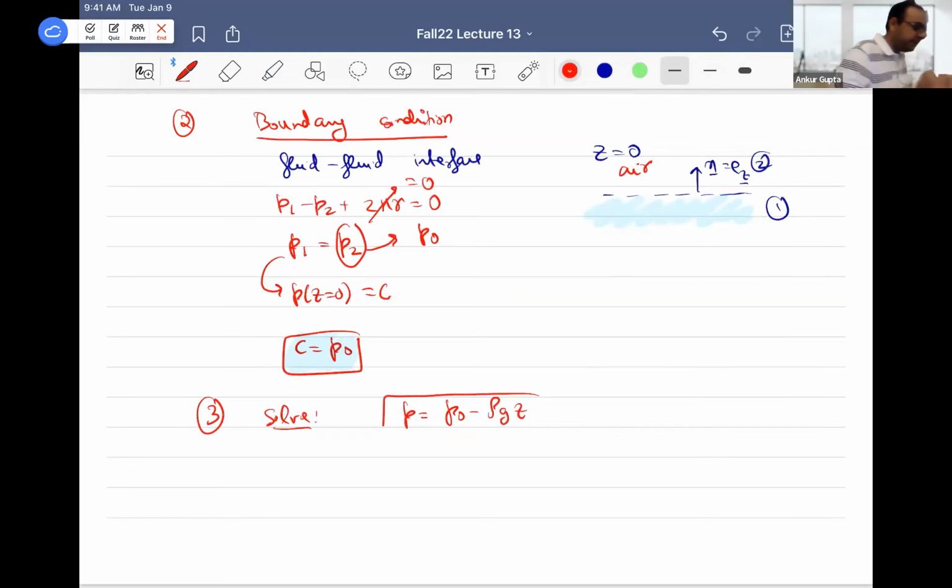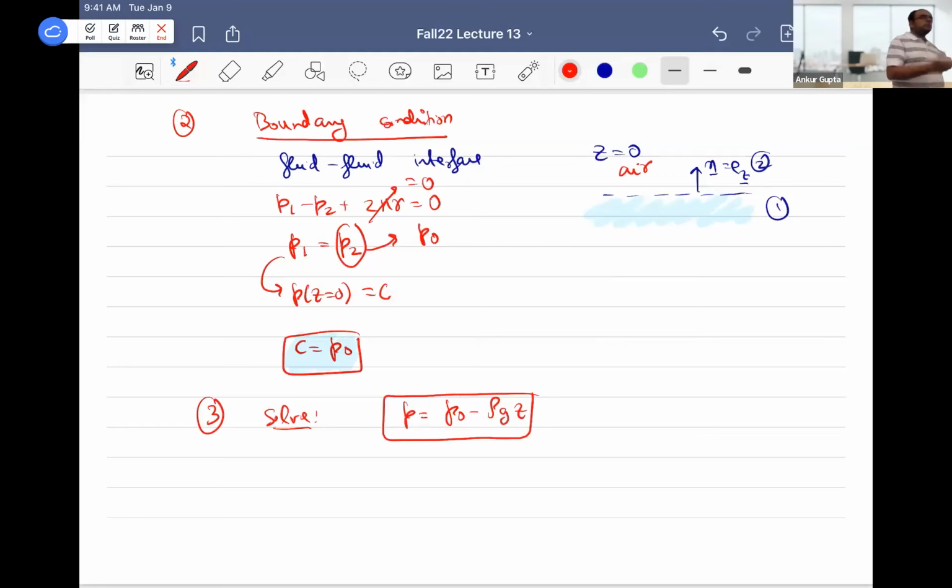So this is my pressure. All right. Any questions at this point? So we basically started with the Navier-Stokes equation. We removed all the velocity terms. We get grad P is equal to rho G. And then we integrated and got the answer for pressure with a constant, and we applied the fluid-fluid interface boundary condition, got the constant and got the pressure formula.